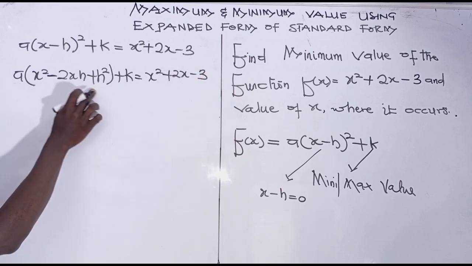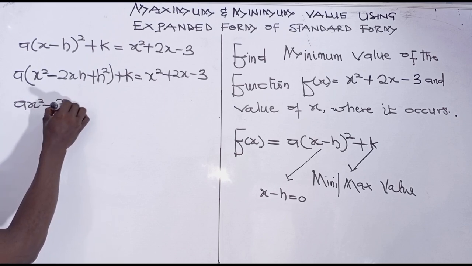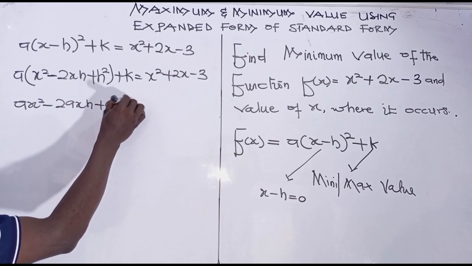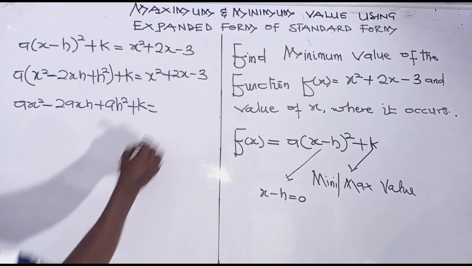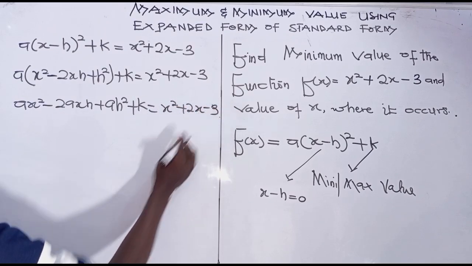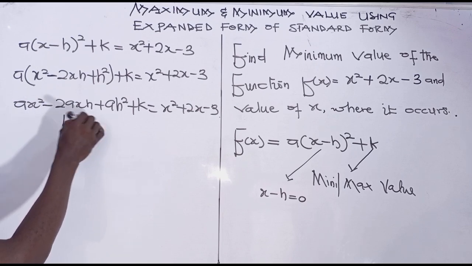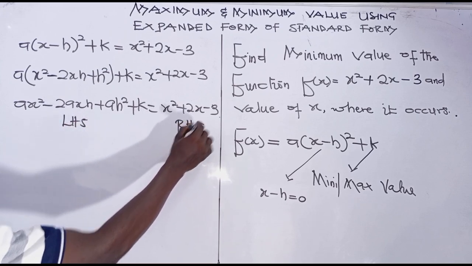now let's expand the bracket, a x squared minus 2axh plus a h squared plus k is equal to the whole of this. Now once we have this, what we are going to do is to compare the terms on the left hand side and then the terms on the right hand side.